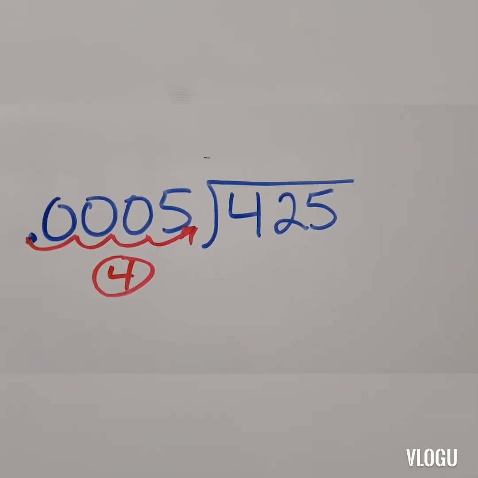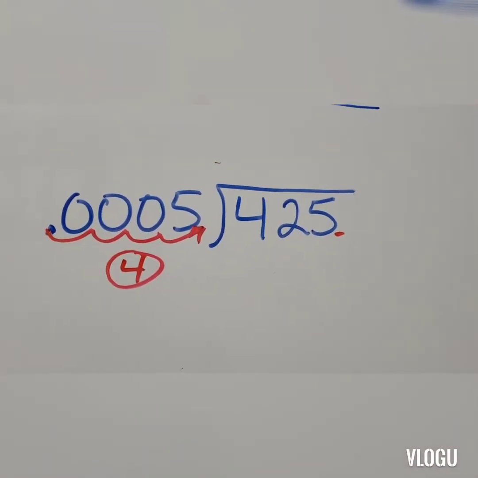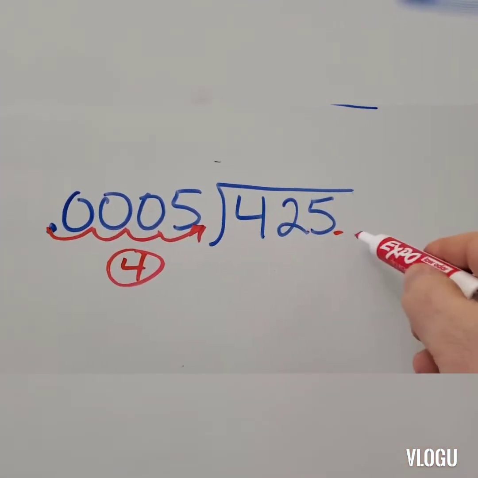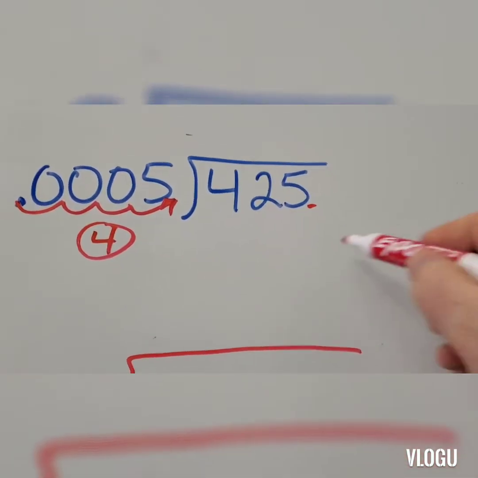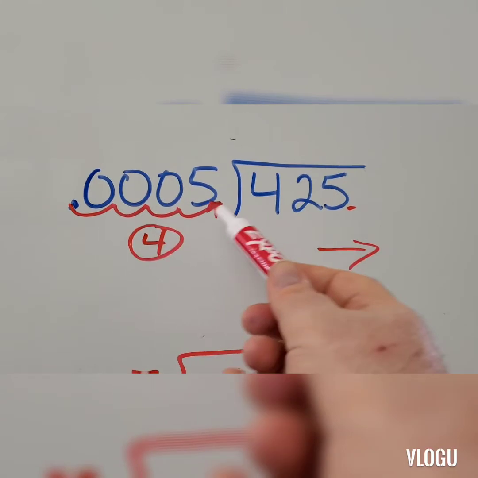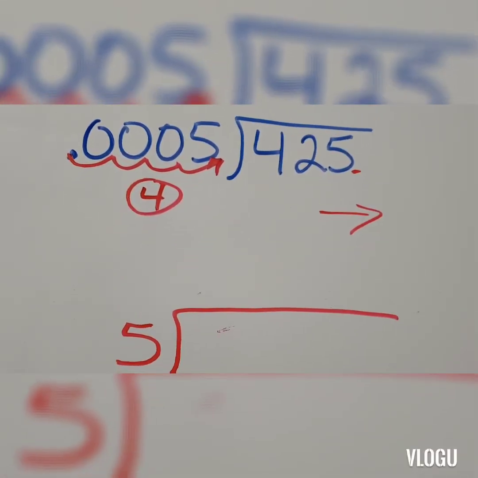Now, where does my decimal live in the number 425? Right there. That's where it lives. But I have to dance this direction, 4 spots, equal to this. I'm coming up with an equivalent division problem.